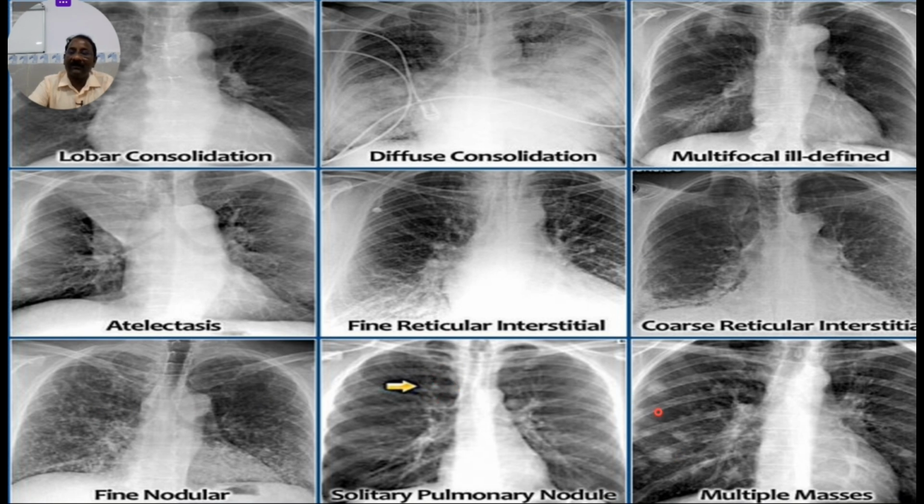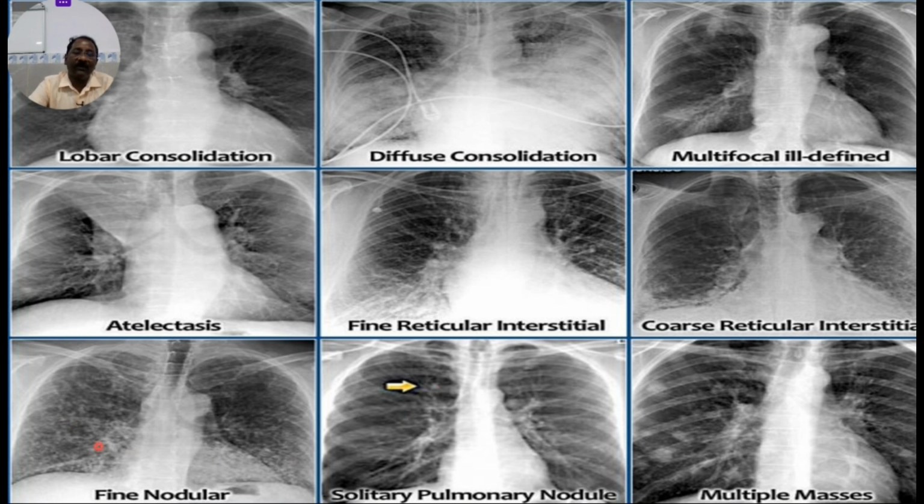See the masses. See the size of the mass here. See the mass here. So these are the multiple masses. Maybe the secondaries in the lung. So this is secondaries in the lung. A simple, solitary pulmonary nodule.